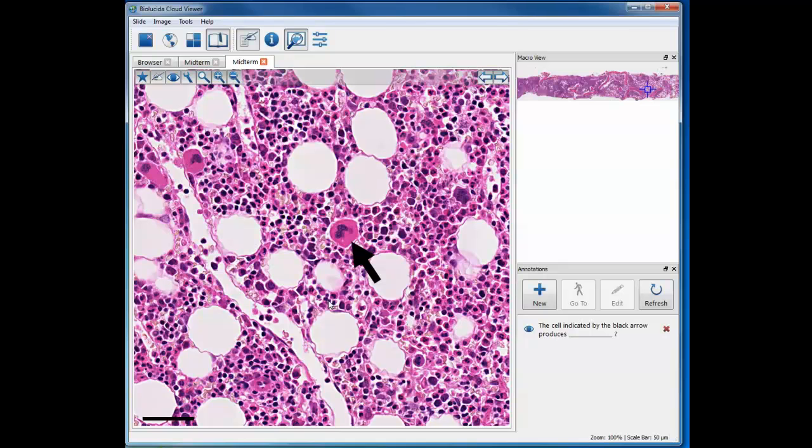Osteoclasts, remember, have multiple nuclei, and they would be right on the edge of the bone in a Howship's lacuna where they're eating away the bone. Okay, so let's go to the next question.